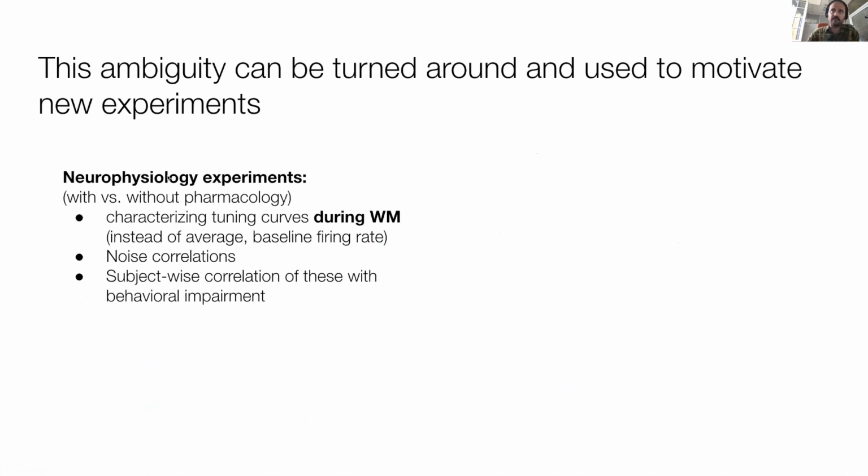And so I'm just going to finish this presentation with some suggestions, or some desires, for data that it would be nice to see. For neurophysiological experiments, it would be nice to see with and without pharmacology. Of course, ketamine is one of the best candidates for pharmacology to test this hypothesis. We think it's important to characterize tuning curves during working memory, as opposed to what has been done in the field, just looking at average firing rates or baseline activity.